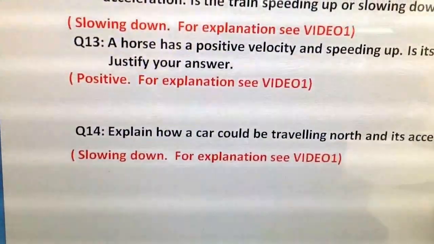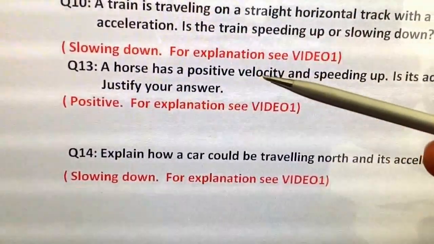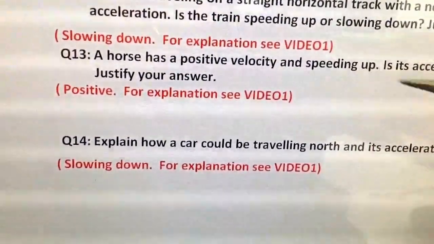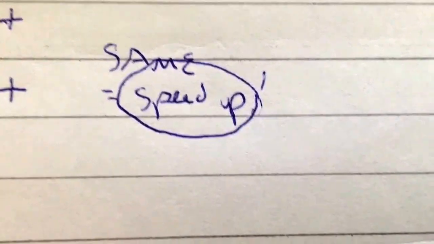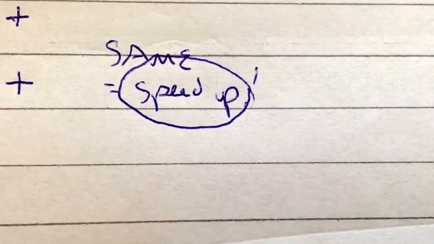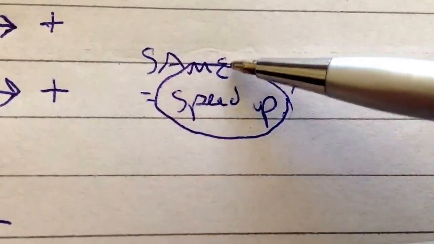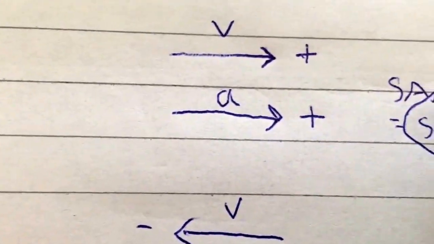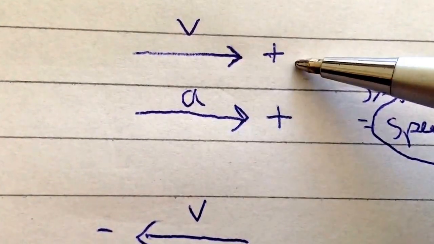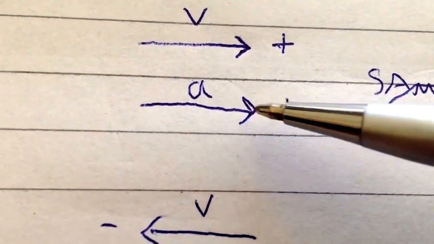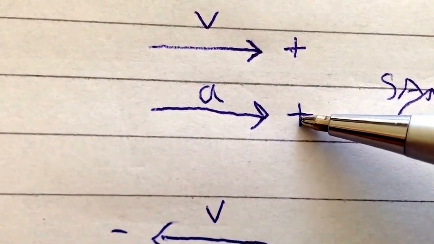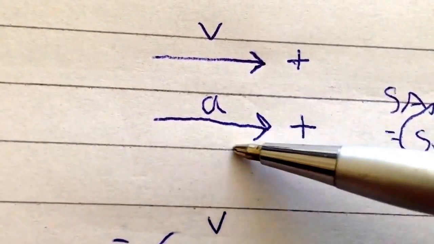Finally, we have question 13. A horse has a positive velocity and it's speeding up. Now remember, the clue here is it's speeding up. That means the two arrows must be in the same direction. So we said the velocity is positive, so the acceleration must also be positive, because they have to be in the same direction.